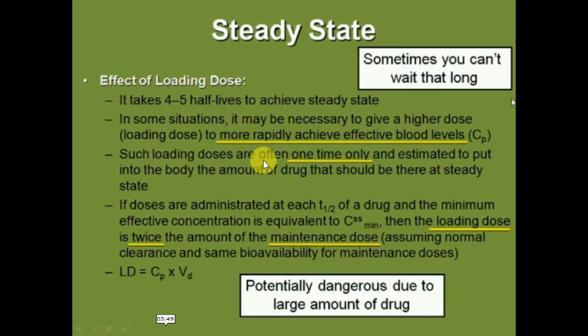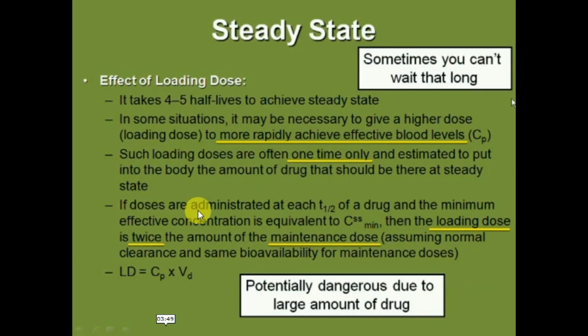Such loading doses are often one time only and estimated to put into the body the amount of the drug that should be there at steady state. Why is it one time only? Because it is potentially dangerous due to the large amount of drug that is given in the form of bolus.